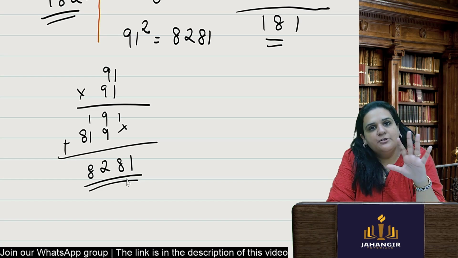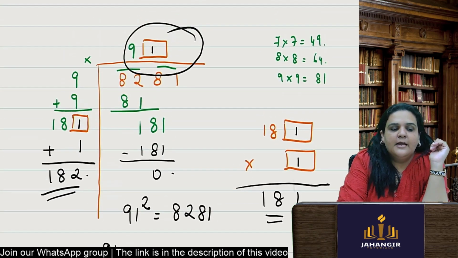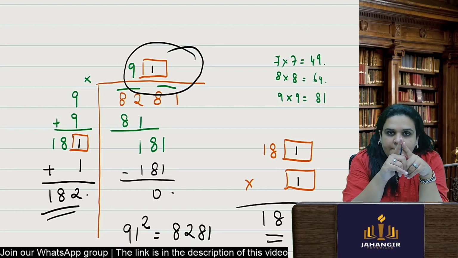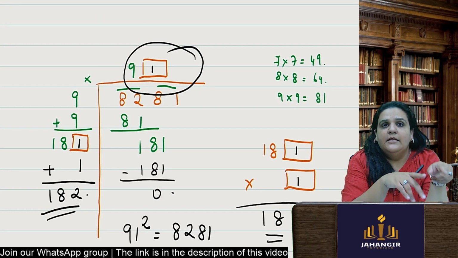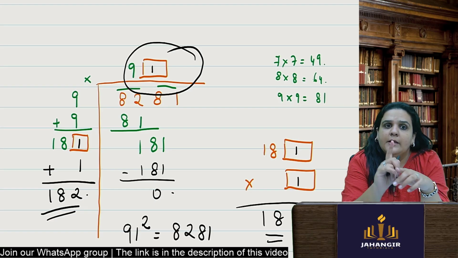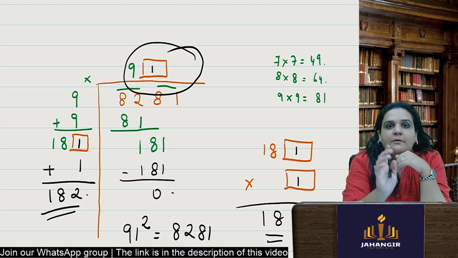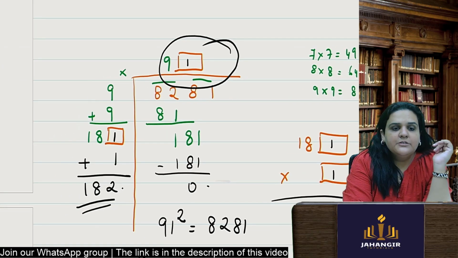So even the long division method is simple. Whatever I will multiply on top, I will add down. It has to be a square, a perfect square closer to that given pair. We will solve one more sum.